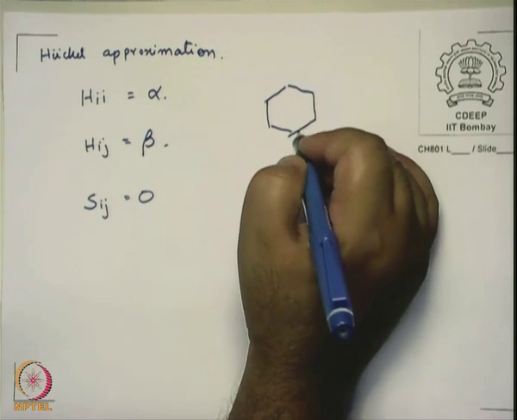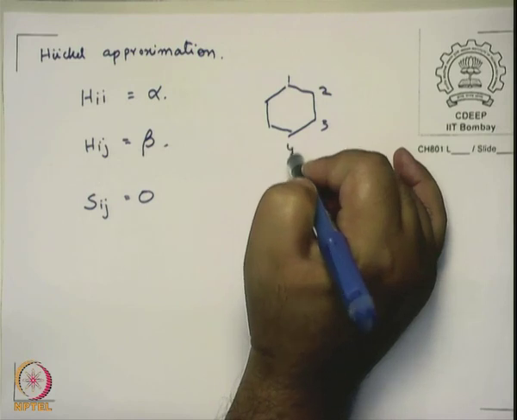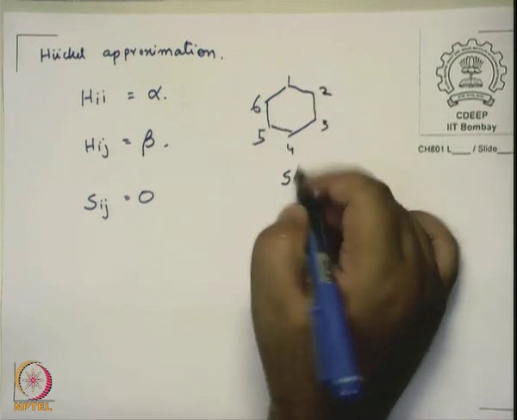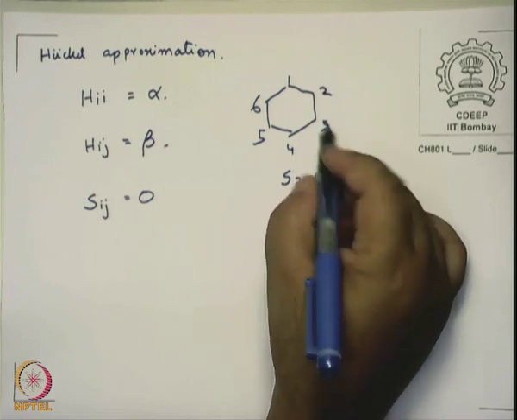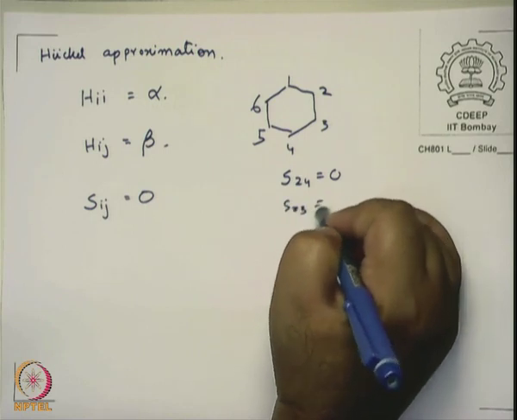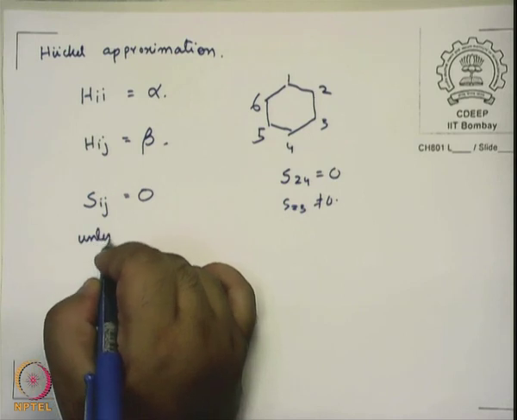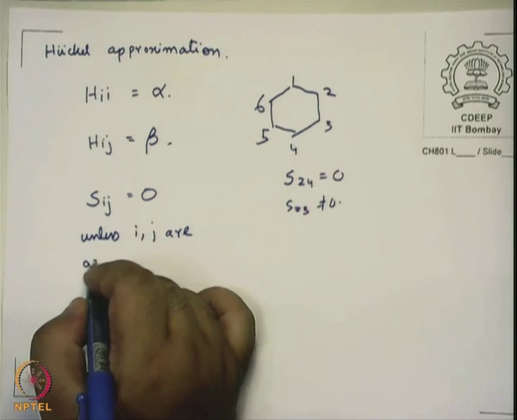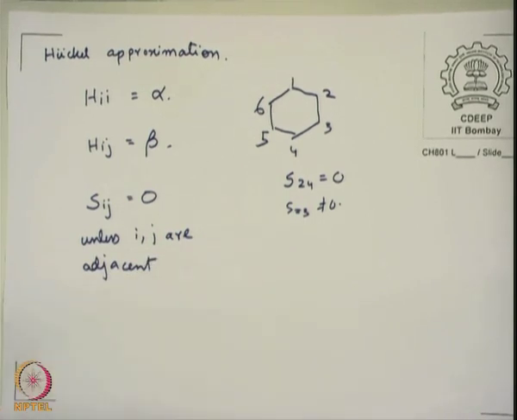Let us draw our old friend benzene. Let me label the carbons 1, 2, 3, 4, 5, 6. So, what we are saying is S24 is equal to 0, but S23 is not equal to 0. So, Sij is equal to 0 unless I and J are adjacent to each other. Okay. Does that ring a bell?